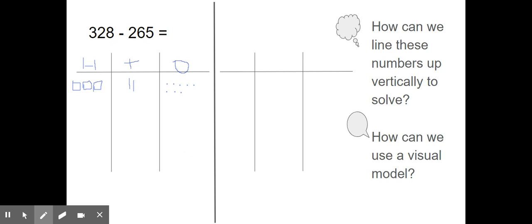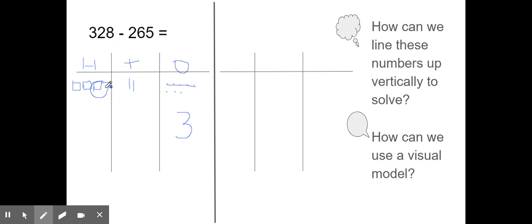Let's start with our ones. We always start with our ones when we're adding or subtracting. We need to take away 5 ones. 1, 2, 3, 4, 5. There are 3 ones left. How many tens do we have to take away? 6 tens. Do we have 6 tens? Uh-oh, no we don't. What can we do to get enough tens to take away 6? We have to unbundle 100.